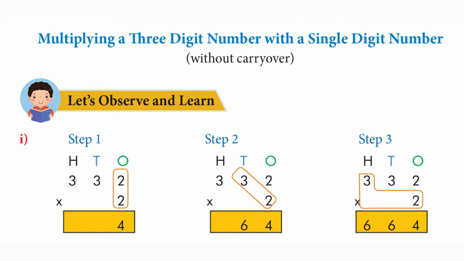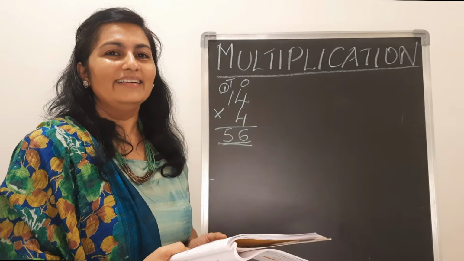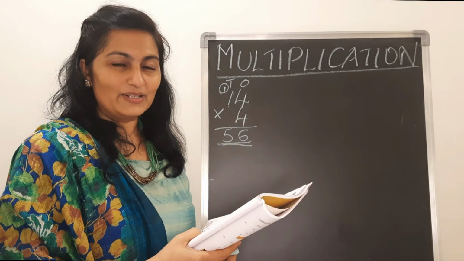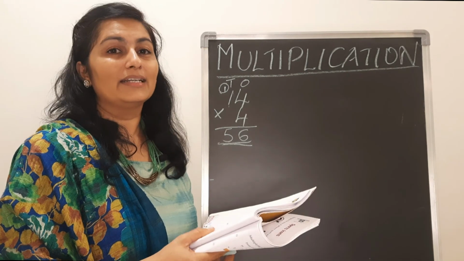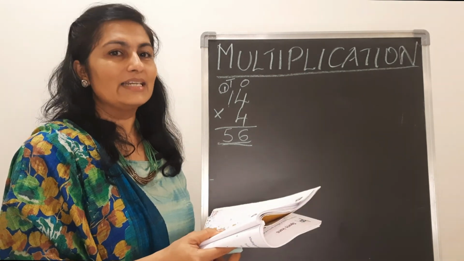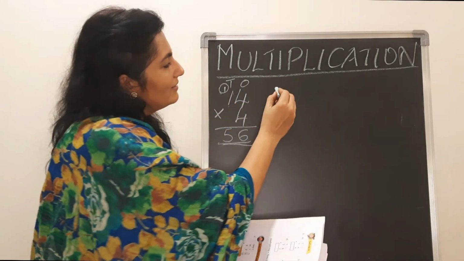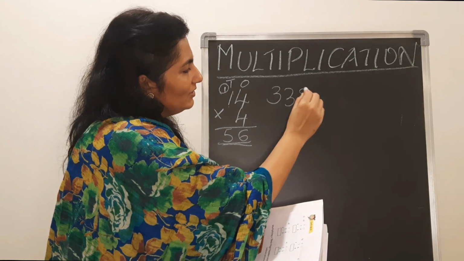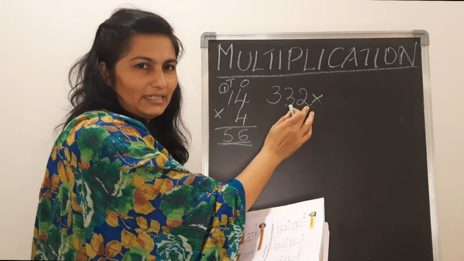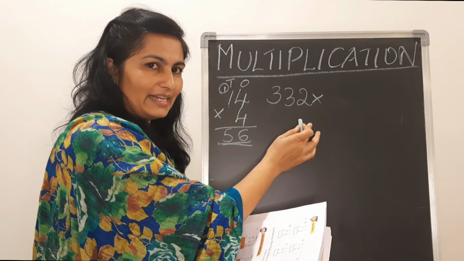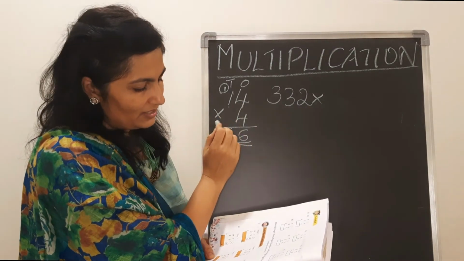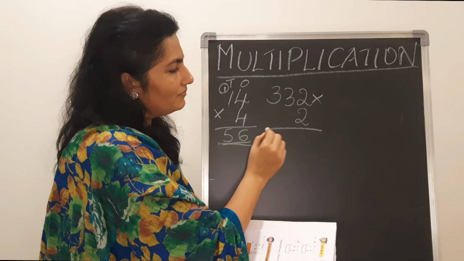Multiplying 3-digit numbers with a single digit number. So we are really going in good speed. In class 2 you are learning a lot more. So let's see one sum. 332. Only this is going to be a 3-digit number. We are multiplying it with a single digit number. So what's the number? 2.